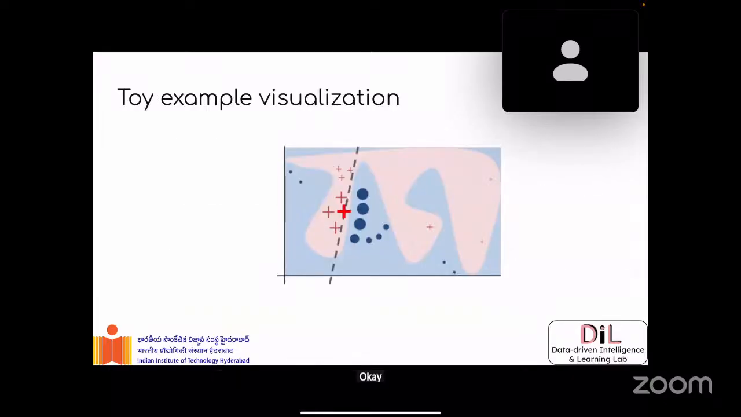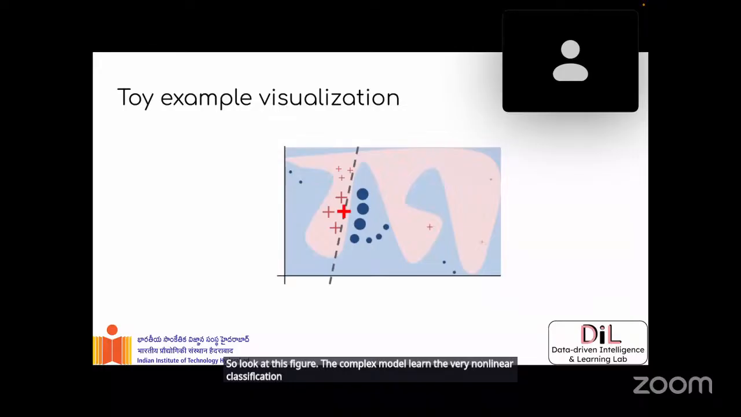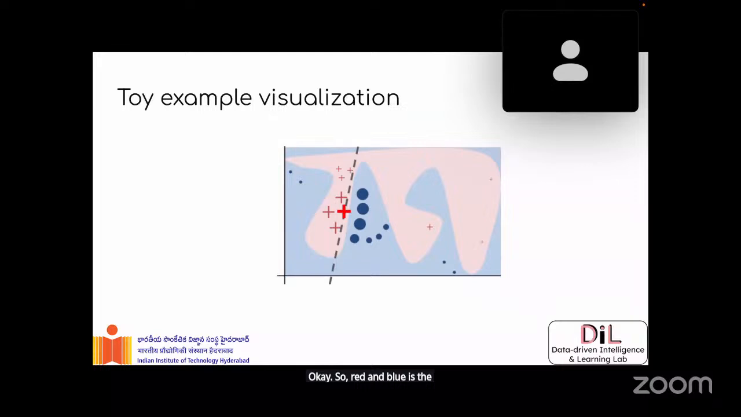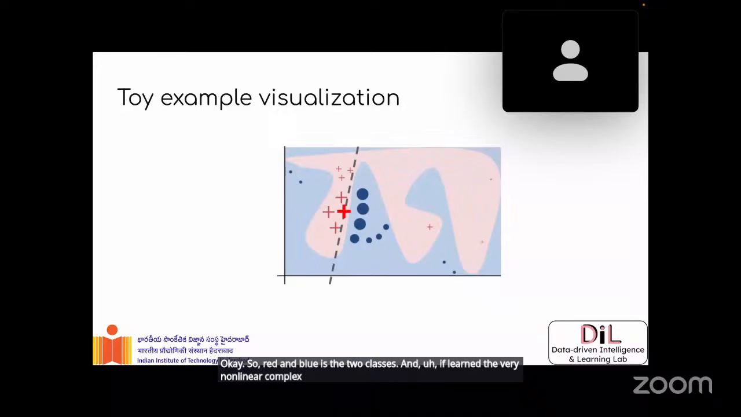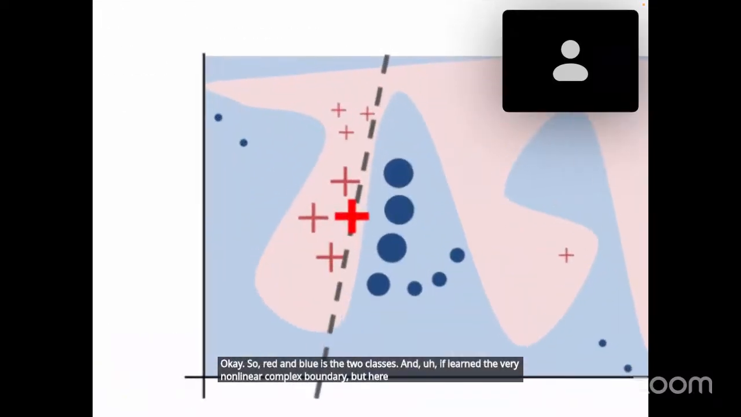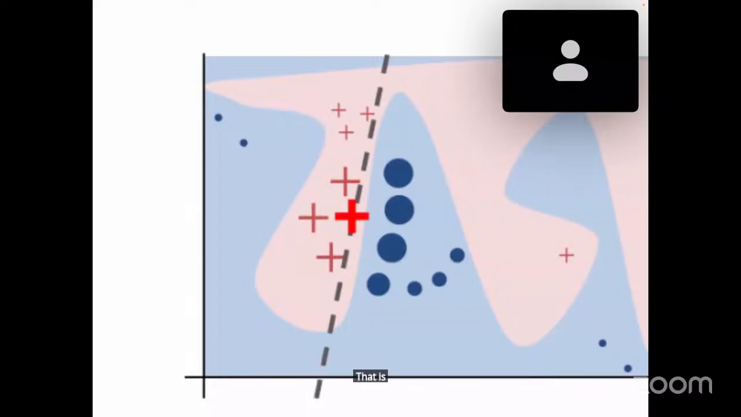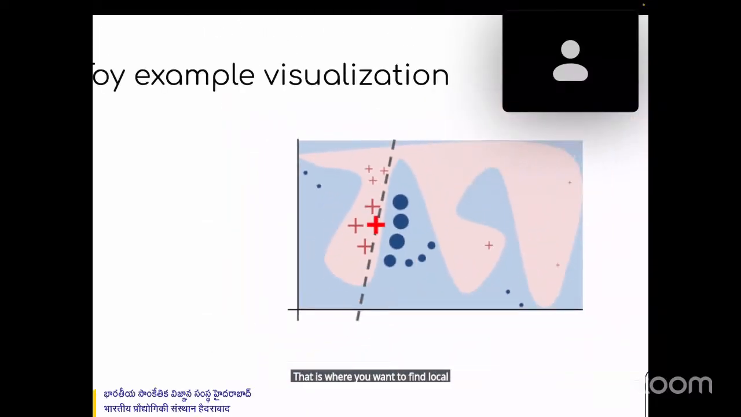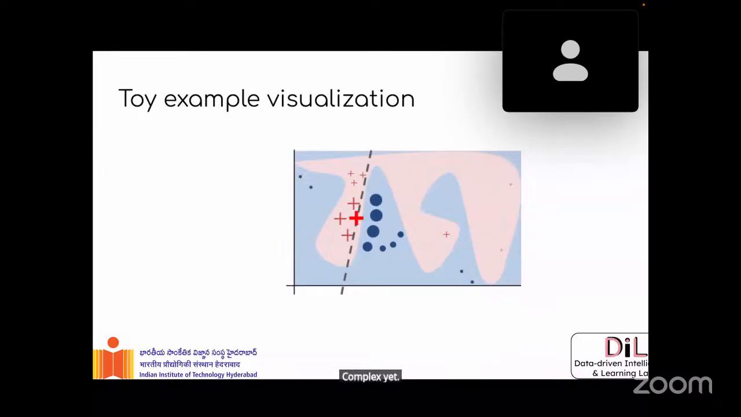Okay. So with that, you learned the model. You learned the G, which is the linear approximation. So look at this figure. The complex model learned the very non-linear classification boundary between red and blue. Red and blue are the two classes, and F learned the very non-linear complex boundary. But here, where the plus is highlighted, that is where you want to find the local explanation for that complex model. So that is my X.